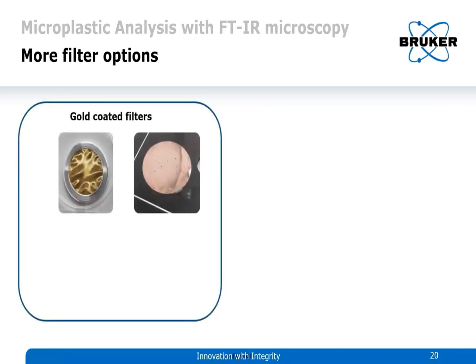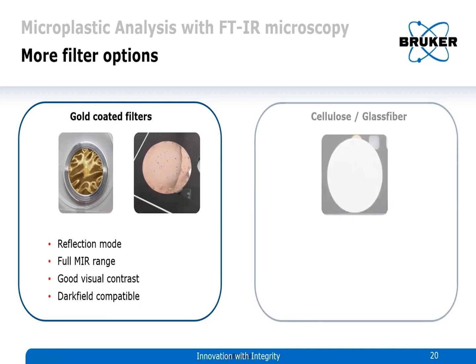And there are also gold coated filters. These are only used in reflection mode. There's nothing that limits their MIR range, so the full range is available. You get a good visual contrast, and this is also dark field compatible. These are mainly used if you also want to do Raman analysis on the same filter. Otherwise, reflection mode is only the second choice after transmission, because you get artifacts and also total absorption quite easily with this kind of filters.